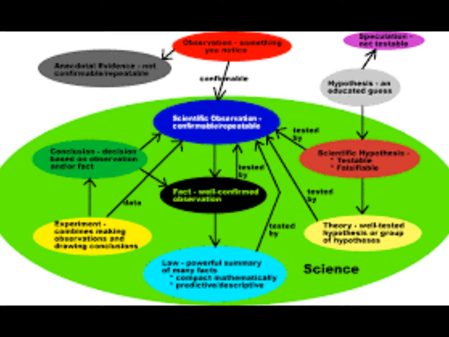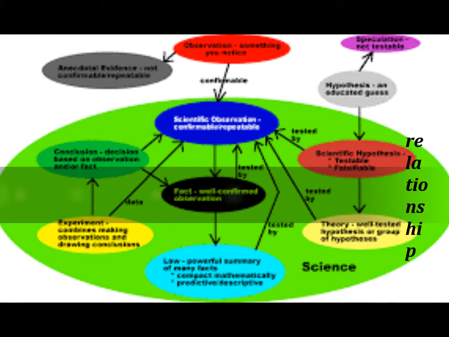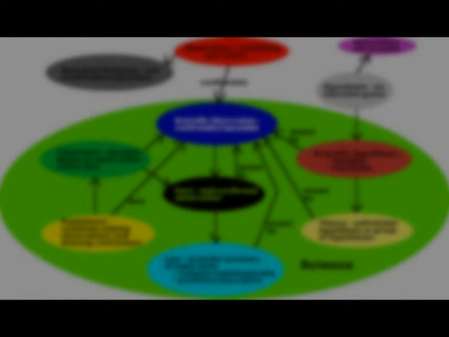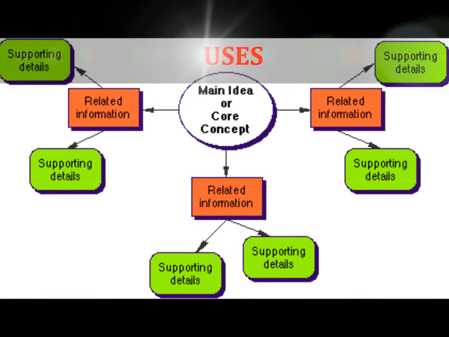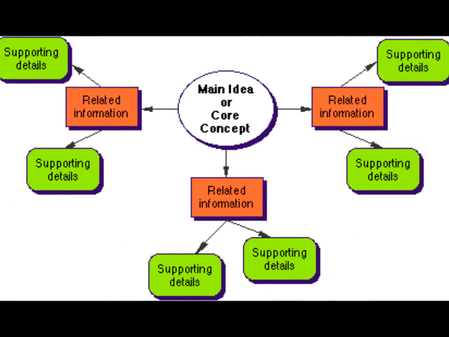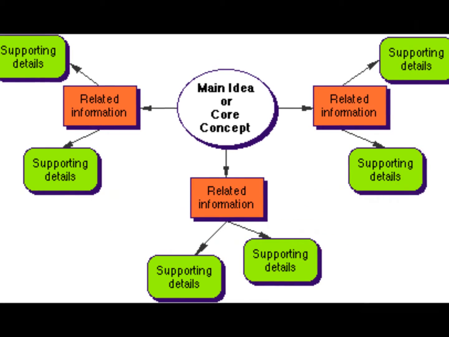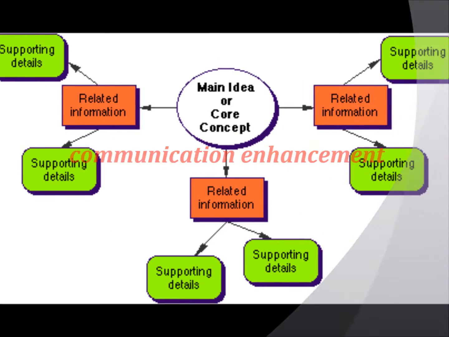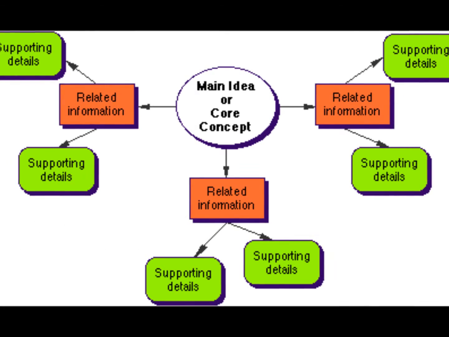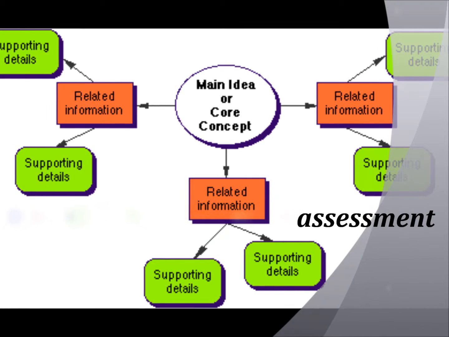The labeled links indicate the relationship between the nodes. Words are used to label the links in order to more explicitly depict relationships. There are several uses for concept mapping, such as idea generation or brainstorming, design and support complex structures, communication enhancement, and learning enhancement by integrating new and old knowledge, and assessment of understanding or diagnose misunderstanding.